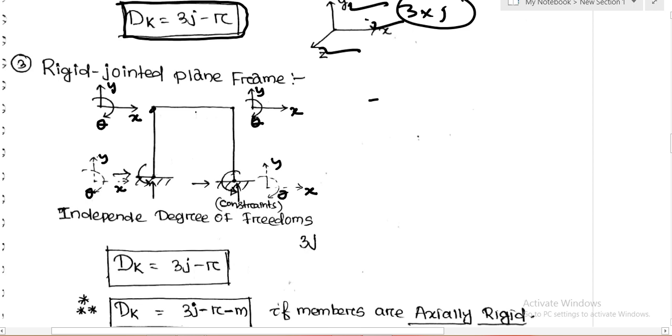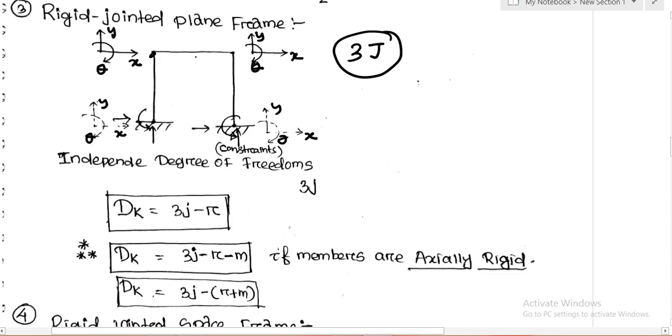The total number of joints is j, so the total number of independent displacements is how much? 3 into j. Okay, so how many restrictions? The number of support reactions, r. So this is the kinematic indeterminacy in the case of a rigid jointed plane frame: 3j minus r. Okay, so the independent degree of freedom is 3j.